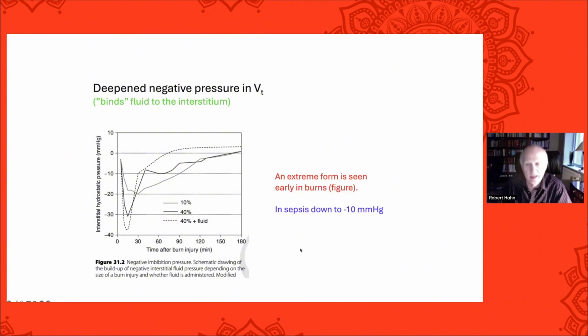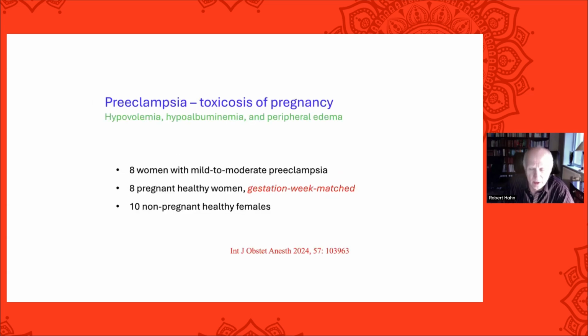So that means that it draws fluid from the plasma. The patient becomes desperately hypovolemic and is threatened in life because of this. In sepsis, we know it goes down to around -10, but it still retains fluid in the interstitium and particularly in the third space. So that can be a very, very substantial fluid accumulation because of this accumulation of inflammatory mediators.